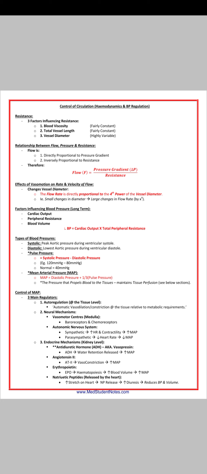Next is the neural mechanism. In the neural mechanism, the vasomotor centers are in the medulla. The vasomotor center in the medulla regulates the control of mean arterial pressure through the baroreceptors and chemoreceptors. The baroreceptors decrease the pressure, and the chemoreceptors increase the pressure.